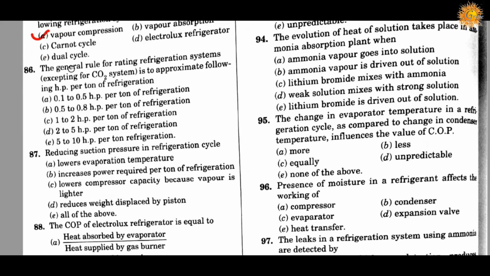Question 86. The general rule for rating a refrigeration system, excepting carbon dioxide systems, is to approximate the following HP per ton of refrigeration. Option A, 0.1 to 0.5 HP per ton of refrigeration. Option B, 0.5 to 0.8 HP per ton. Option C, 1 to 2 HP per ton. Option D, 2 to 5 HP per ton. Option E, 5 to 10 HP per ton. So the correct answer 86 is C, 1 to 2 HP per ton of refrigeration.